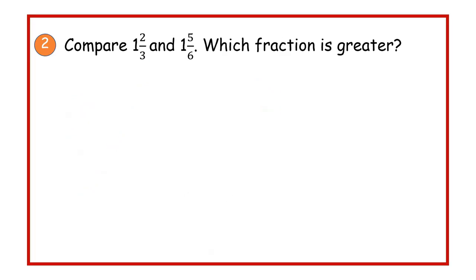Okay, let us get another example. Let's compare 1 and 2 out of 3 and 1 and 5 out of 6. We want to know which fraction is greater, or which fraction is bigger. So we have 1 and 2 out of 3, and we also have 1 and 5 out of 6.